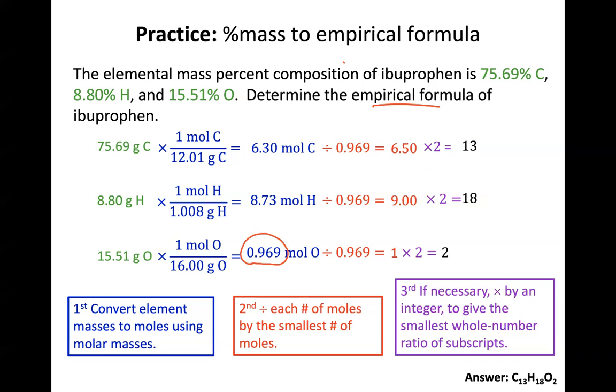So we get, for carbons, 13 carbon atoms, 18 hydrogen atoms, 2 oxygen atoms, and that would be the empirical formula of ibuprofen. Right? That's the simplest ratio of atoms of ibuprofen.